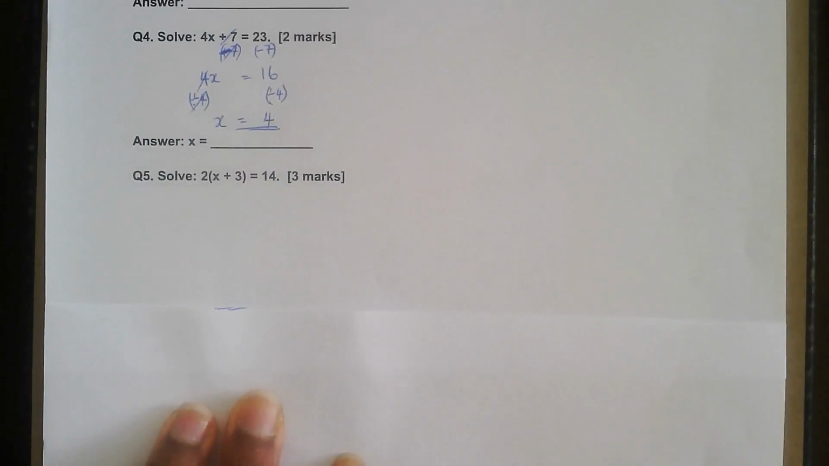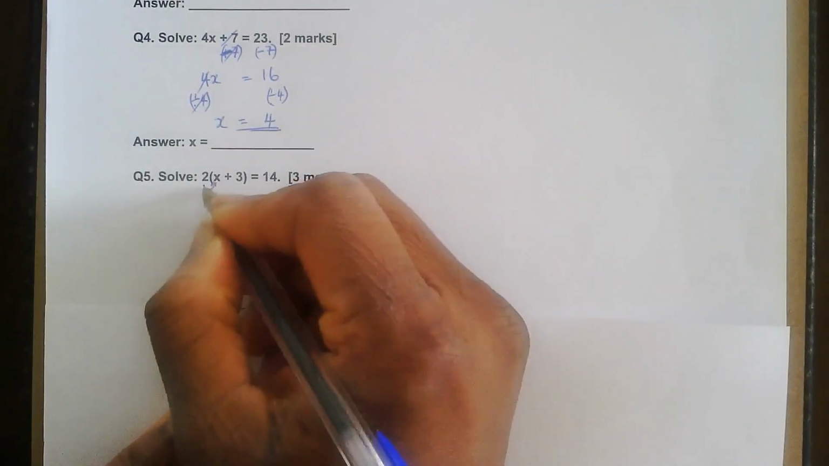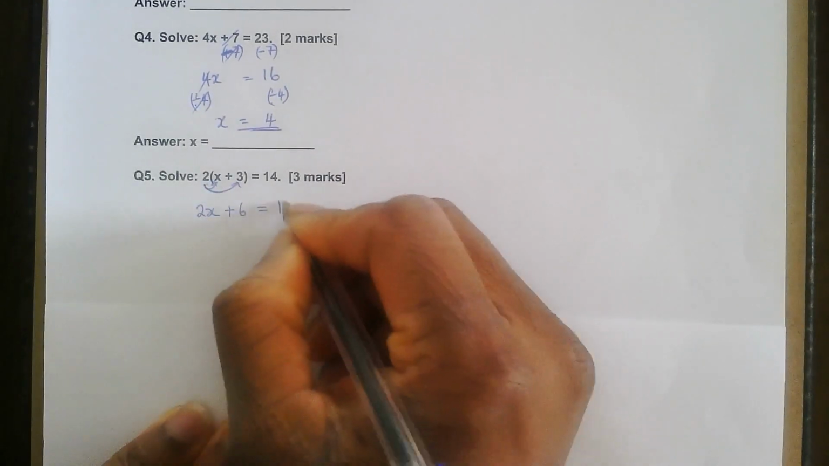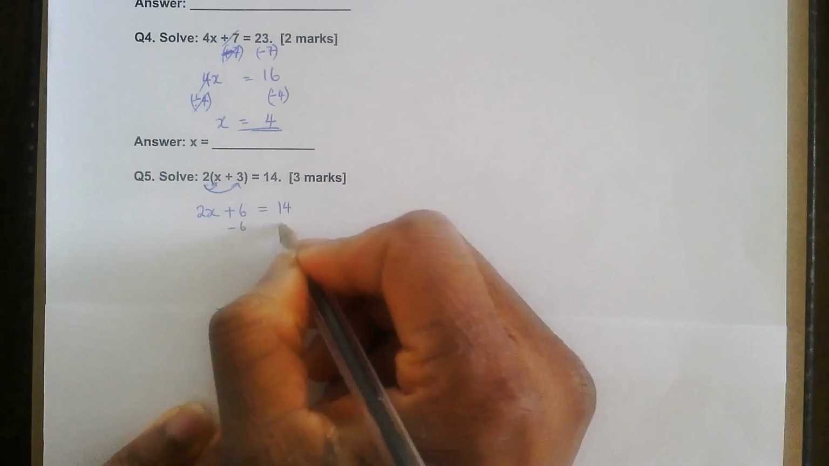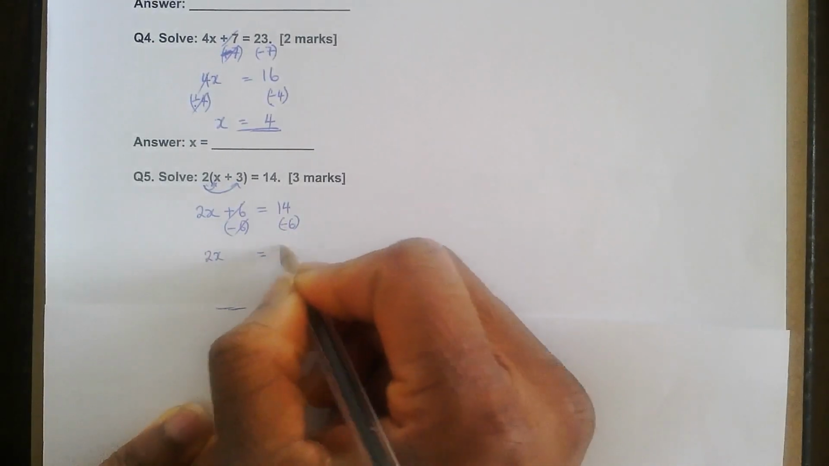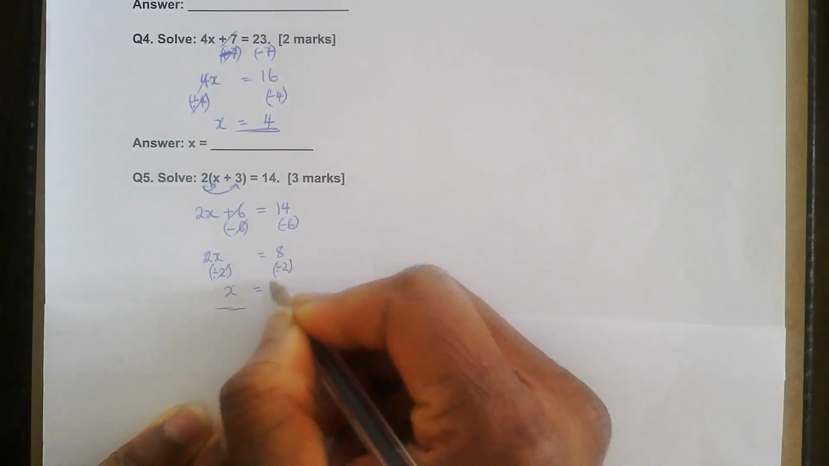Solve 2(x + 3) equals 14. The first thing to do here is to expand the bracket. 2 times x is 2x. 2 times 3 is 6, equals 14. We subtract 6 from both sides. We have 2x equals 14 minus 6, which is 8. Divide both sides by 2. We have x equals 8 divided by 2, which is 4.